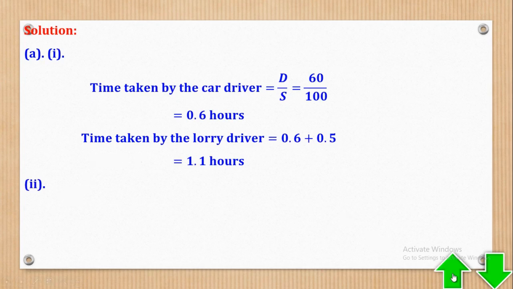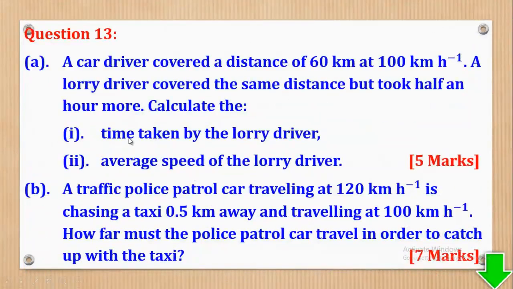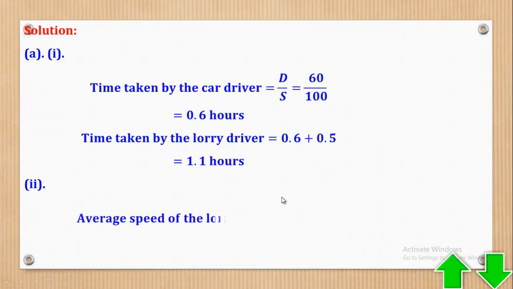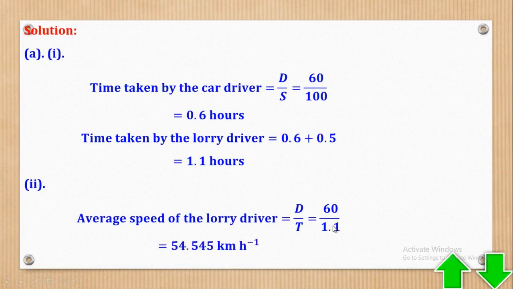So that was Roman 1, where they wanted the time taken by the lorry driver. Then Roman 2, they said calculate the average speed of the lorry. Remember, average speed is equal to total distance over total time. So the average speed of the lorry driver is equal to total distance over total time, where the total distance was 60 and the total time was 1.1. When I use a calculator, I come up with the average speed being equal to 54.545 kilometers per hour. So basically that's what they wanted.